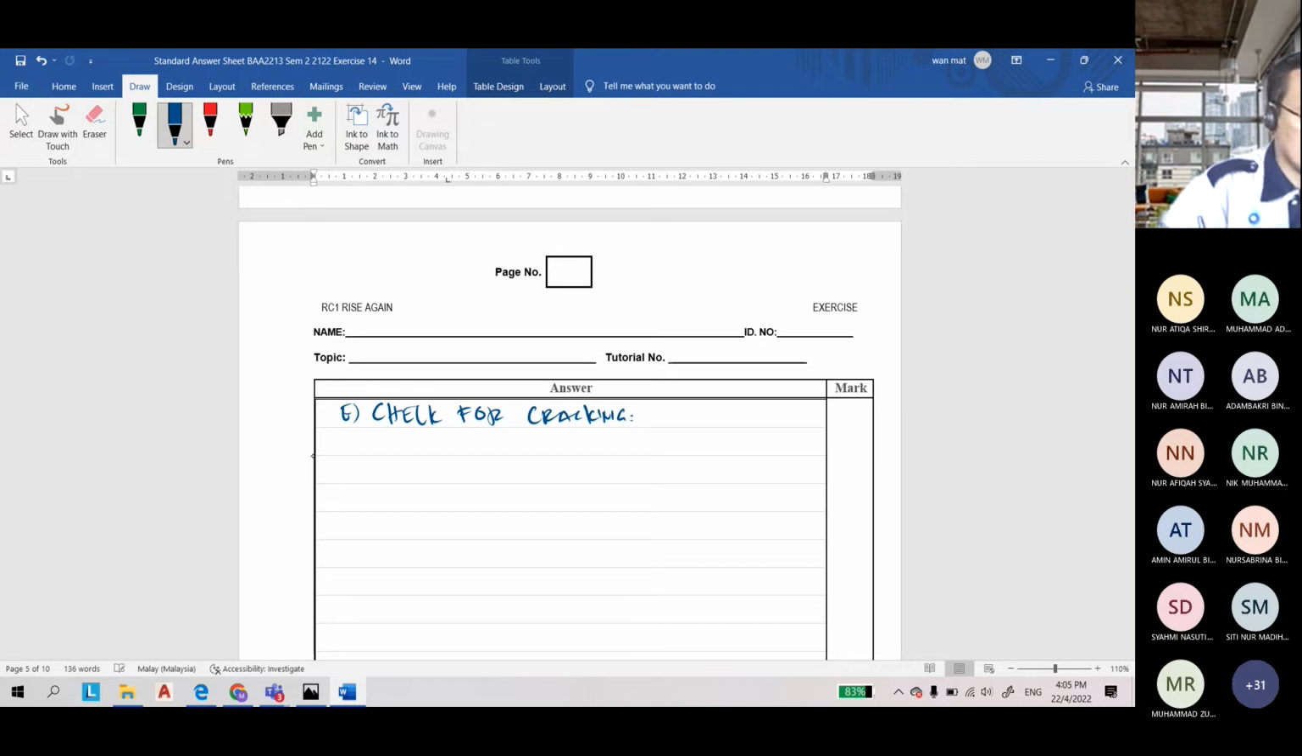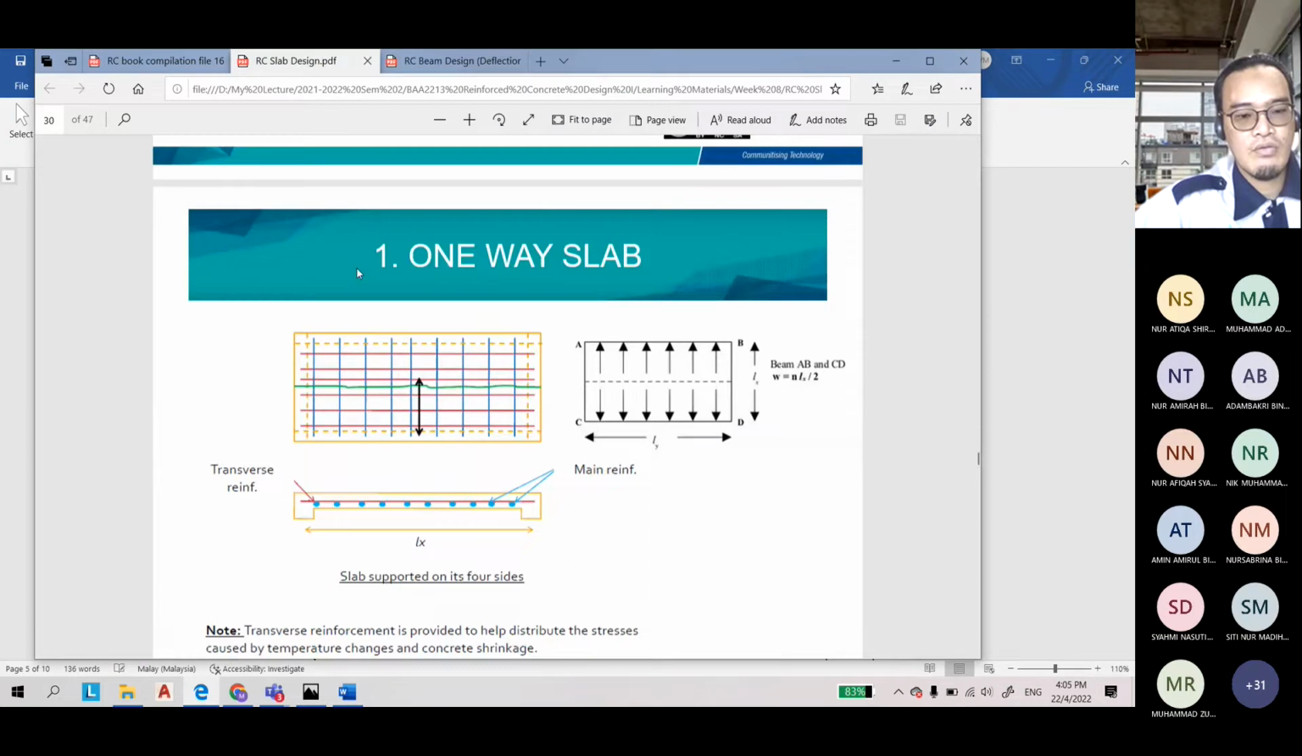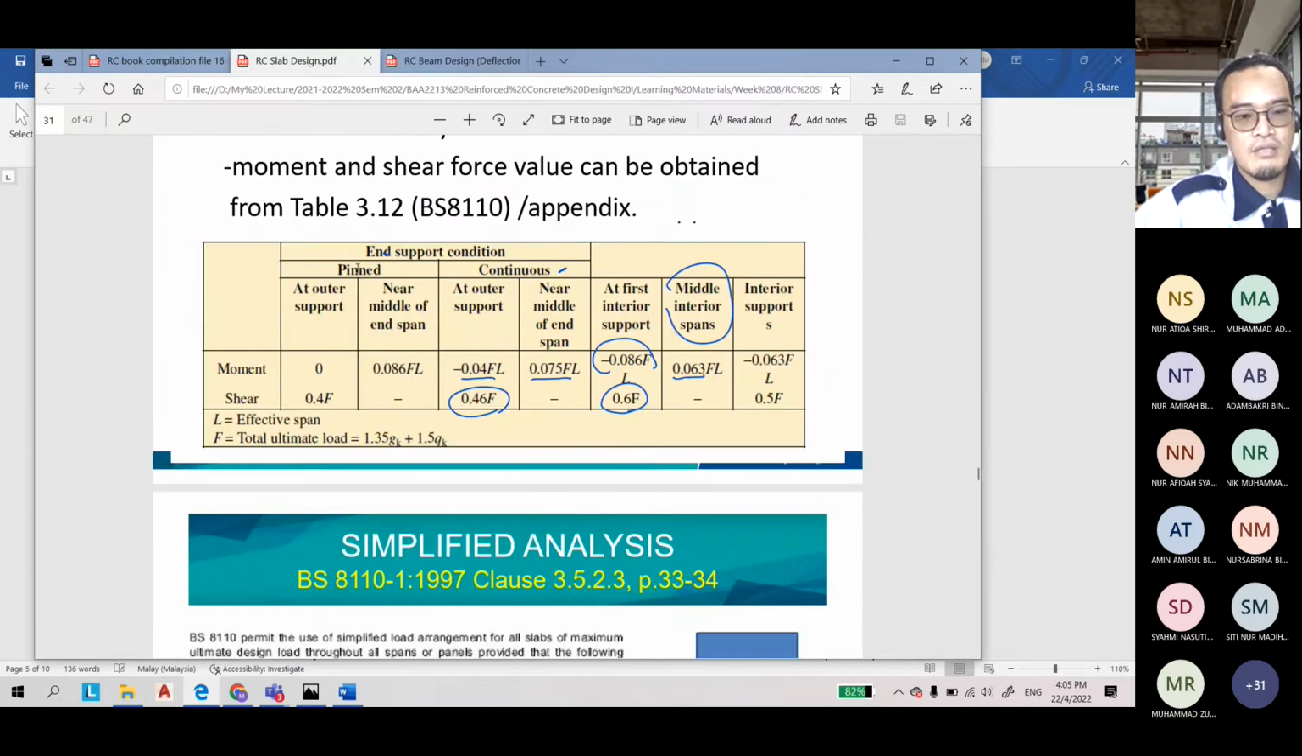Okay, first, our H is equal to 175 mm, lesser than 200 mm. So we can use the rule of detailing from here. Okay, the slab design, you refer to this page if I'm not mistaken.